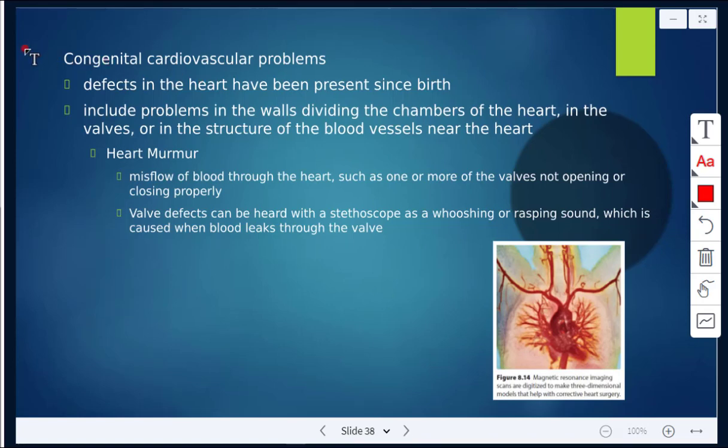Congenital cardiovascular problems are defects in the heart that have been present since birth. They include problems in the walls dividing the chambers of the heart, in the valves, or in the structure of the blood vessels near the heart. So there may be a heart murmur, which means there's a misflow of blood through the heart, such as one or more of the valves are not opening or closing properly. These valve defects can be heard with a stethoscope. It'll be heard as a whooshing or rasping sound, which is caused when blood is leaking through the valve. And this is a magnetic resonance imaging scan.